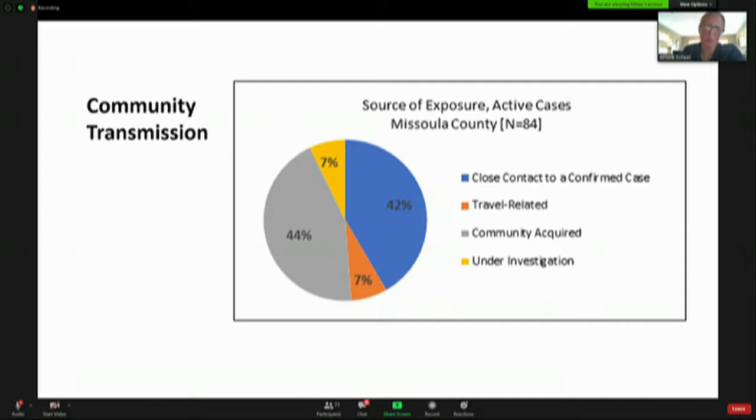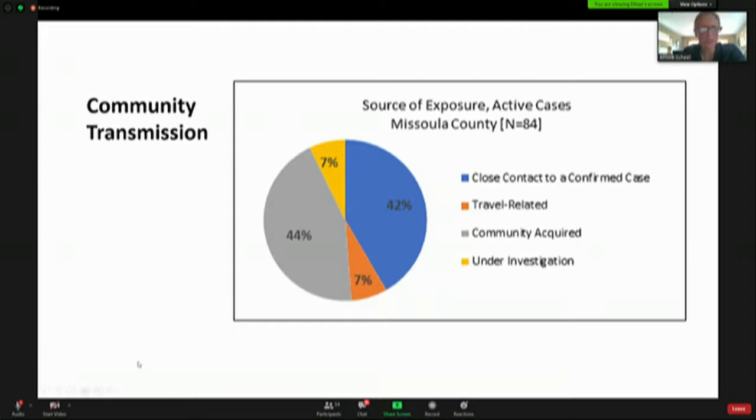We saw a slight majority of 44% of all active cases likely acquired the virus in the community as the source was unknown and not linked to travel or a confirmed case. 42% of active cases are contacts to a confirmed case, either within the household or otherwise, and 7% of reported cases likely acquired the virus through travel-related exposures. And then again, 7% of active cases are under investigation, and the source of exposure has not yet been determined.